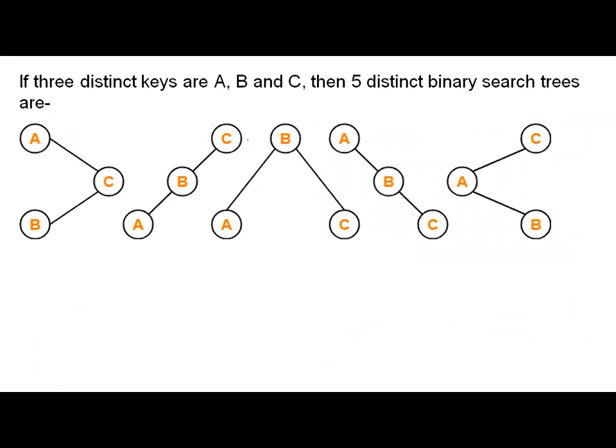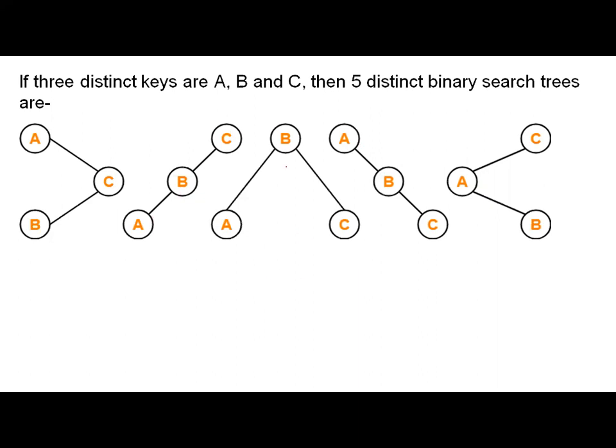Assume these are 3 distinct keys A, B, C. Then 5 distinct binary search trees are possible. How can you have 5 different binary search trees? See, this is the first binary search tree. This is the second binary search tree. This is the third way of drawing the binary search tree. You should satisfy the property: in a binary search tree, the root should be greater than the left nodes at any level. So this is another binary search tree. This is another. These are the 5 possible binary search trees we can draw. So you can practice this.